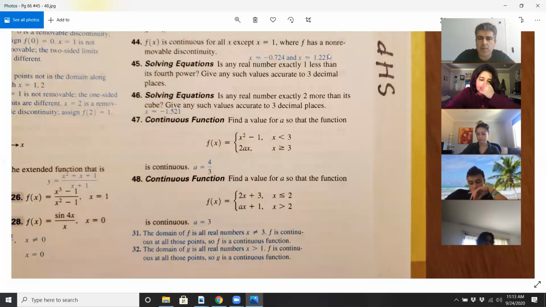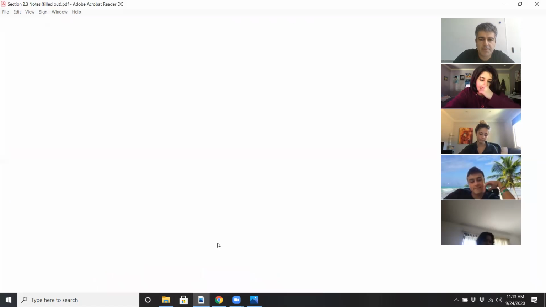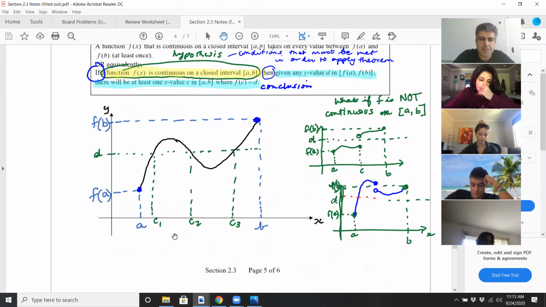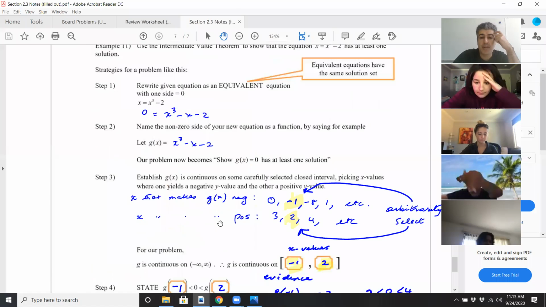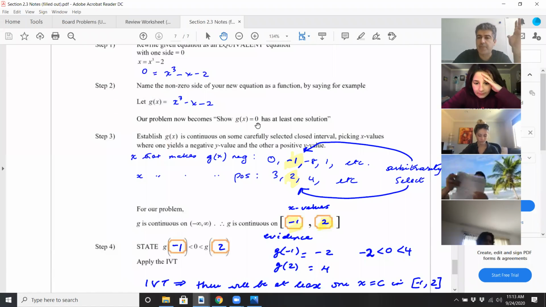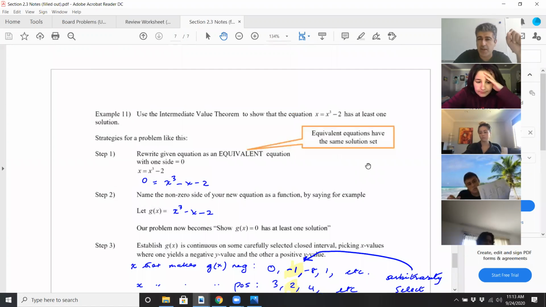But really quickly, when you're doing IVT, reference example 11. You'll need an equation. You'll need to move everything to one side. And then you have to come up with some x values that make the expression positive and some that make it negative. And then you're going to use the IVT statement to answer the question. So example 2 is a great way for you guys to practice that. But I really want to make sure you guys have time to practice.